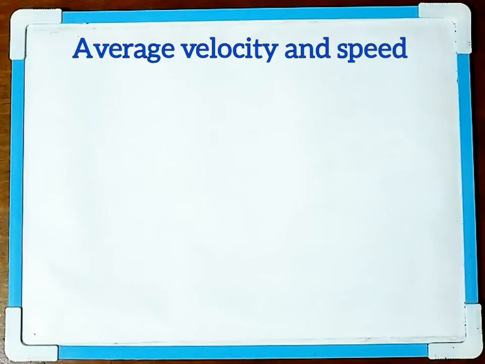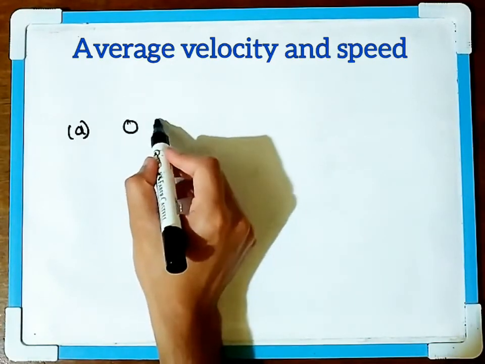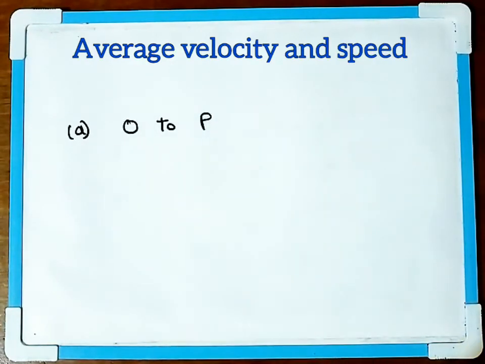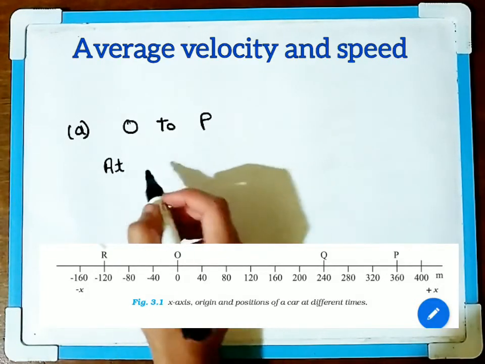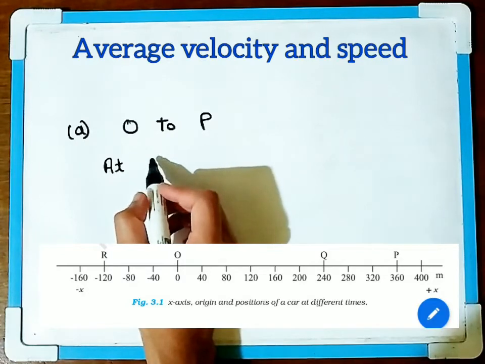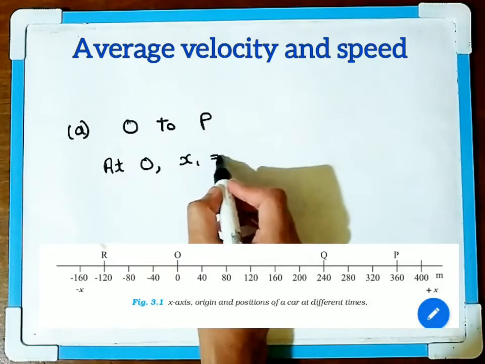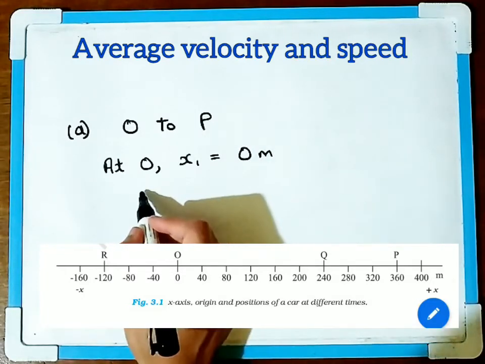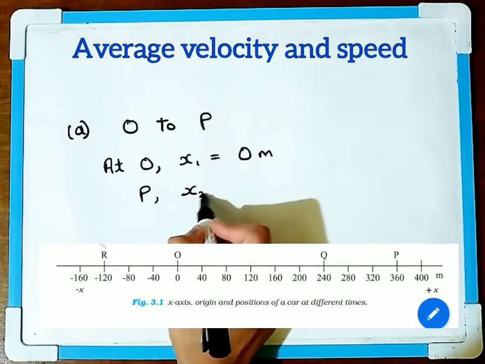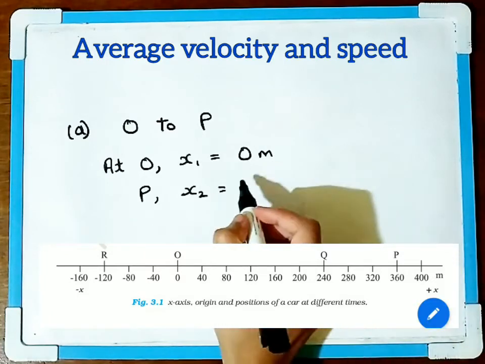So let us take the first case, that is case A, when the car travels from O to P. Now the time taken here, according to the question, is 18 seconds. So from this graph, the initial position at O, your x1 is 0, and at P the final position is given to be equal to 360 meter.